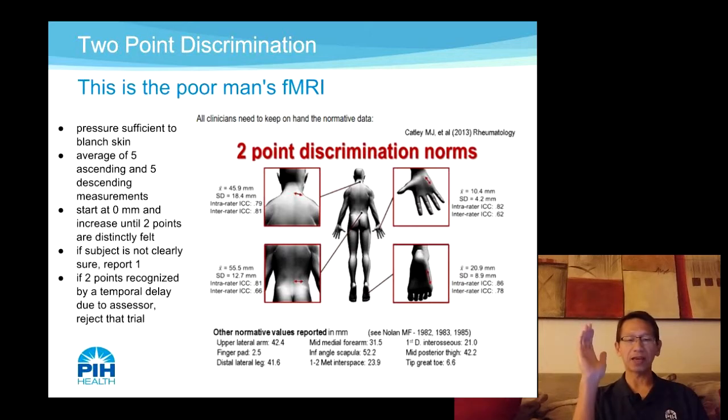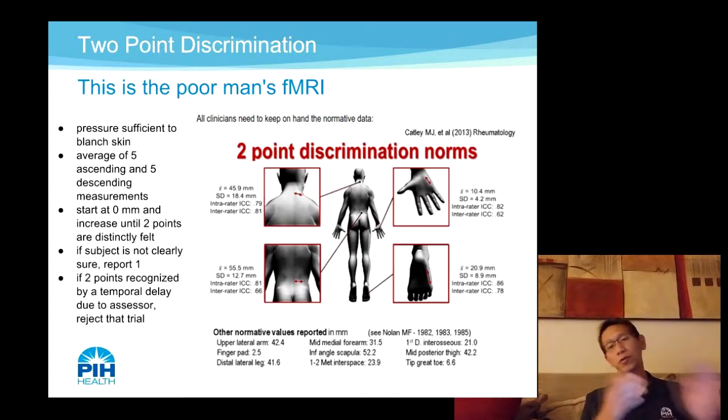So for example, on the hand, I want to start off with about 10 millimeters, and if they're able to tell me that they felt 2 points, then I can go smaller. But if they're telling me that they're still feeling only a single point at 10 millimeters, I'll go 11 millimeters, 12 millimeters, 13 millimeters, and I've actually had somebody go all the way down to the forearm over here. You want to make sure that the patient's not able to see what you're doing. They're either looking away or you're covered in a way that they can't see what's going on in their hand.